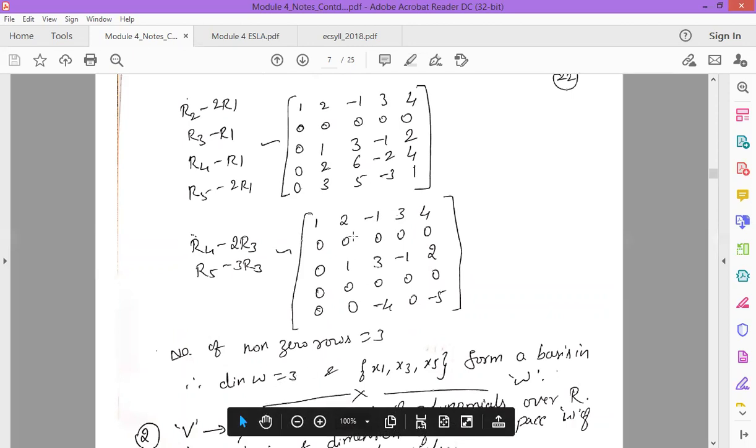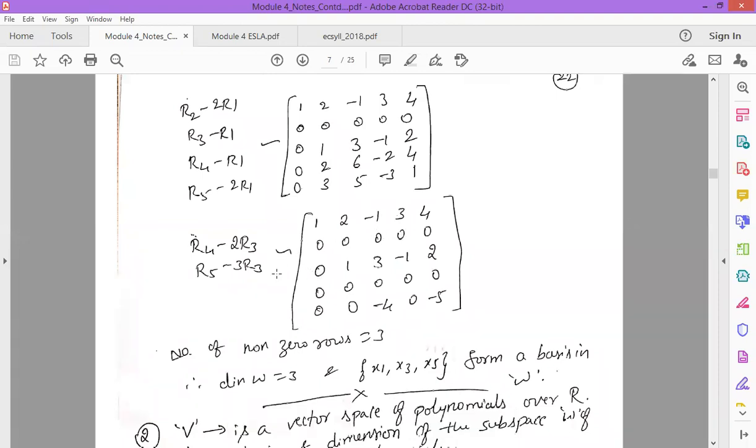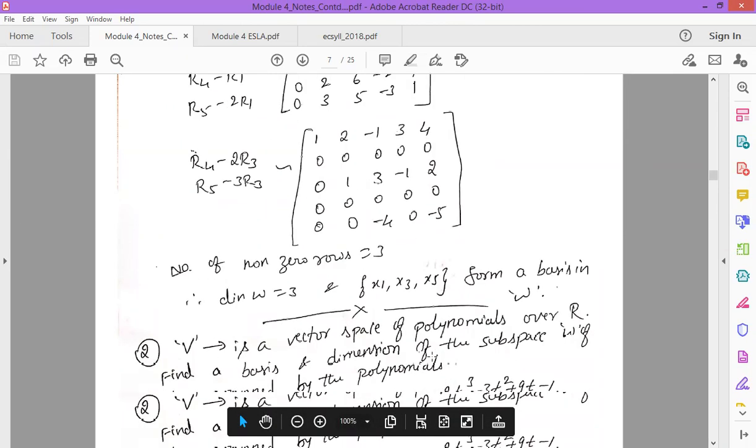The number of non-zero rows is nothing but the dimension, and then the corresponding elements. Here x2 is 0, leave that. x4 is 0, leave that. x1 contains a non-zero row, x3 contains a non-zero row and x5 contains a non-zero row. So x1, x3, x5 are going to form a basis in W.